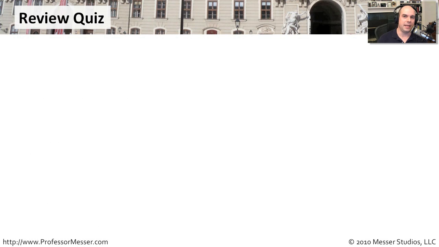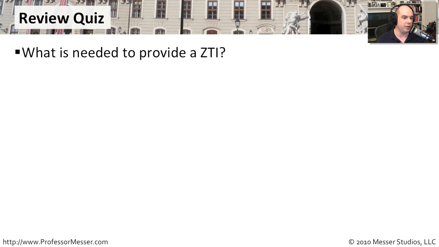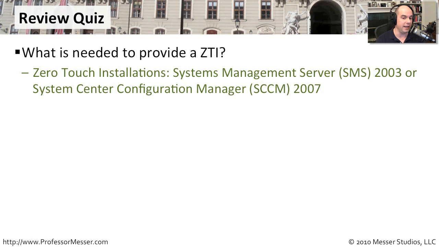Let's review some of the things that we've learned in this video. Our first question is, what is needed to provide a zero-touch installation, a ZTI? And of course, to be able to do that, we need that enterprise management function that's provided in either the older SMS, which is the Systems Management Server 2003, or the new System Center Configuration Manager, SCCM 2007.